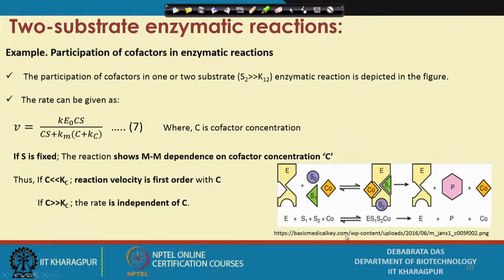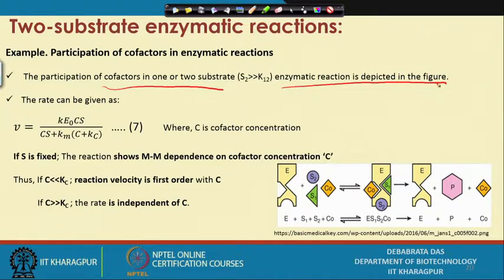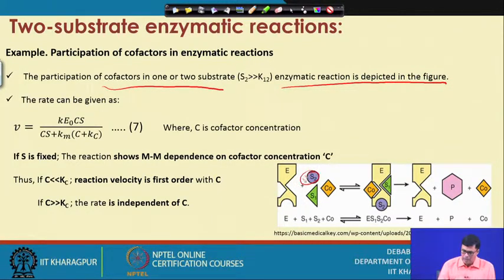Now, let me discuss how the coenzyme participates in the reaction, and how that reaction kinetics can be explained. Now, the participation of the cofactor in a one or two substrate enzymatic reaction is depicted in the picture that you see. This is the substrate, S is the substrate, and this is the cofactor. When the cofactor binds here, it changes the active site so that we get the product, and the coenzyme and the enzyme are recovered. We can express this as V equals K into E0 into C into S over CS plus KM plus C into KC, where C is the cofactor concentration.